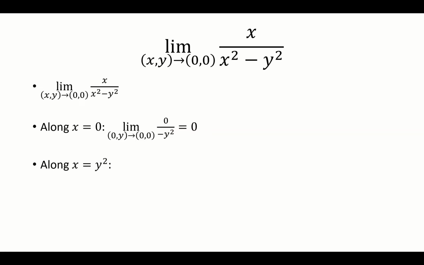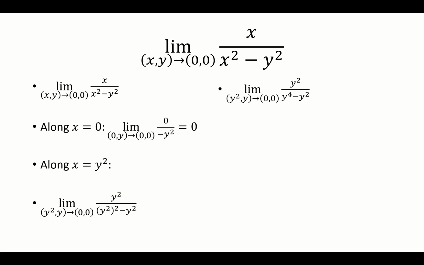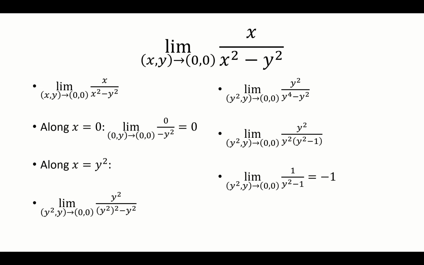And the other path will be along x equals y squared. So we're just going to plug in y squared in for x. And then we're going to square the y squared over here to get y to the 4th. Factor the y squared from the denominator. The y squareds cancel, plug in 0, and get that our limit is negative 1. So we found in two different paths, two different limits, so we say the limit does not exist.